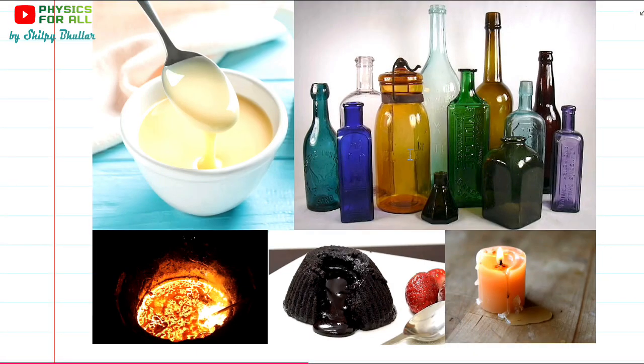Then these bottles, you know how glass is formed. It's kind of a molten lava sort of stuff. It's molten at high temperatures, and then when the temperature is cooled down, it takes some shape and solidifies. Then the lava itself is a form of condensed matter. Then this scrumptious chocolava cake, you can actually see that the lava, the melted chocolate, is an example of condensed matter. Then when you have a candle and the wax melting, that is also a form of condensed matter.